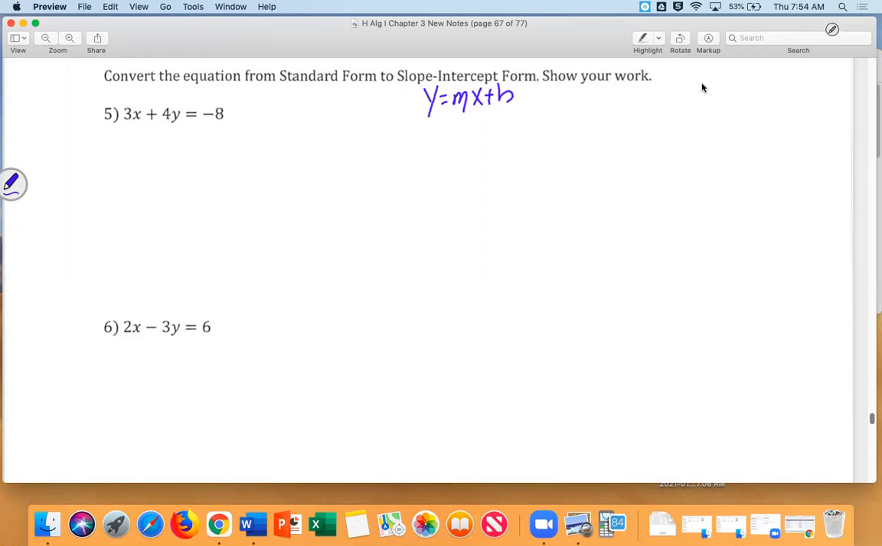Now, a lot of kids struggle with this part, and it's fairly simple. I'm trying to get y by itself. So I'm going to view the 3x as like a number. Now, if I cover up the y, because that's what I'm trying to get by itself, how do I get rid of a plus 3x? AJ? Subtract it. So I'm going to do minus 3x from both sides.